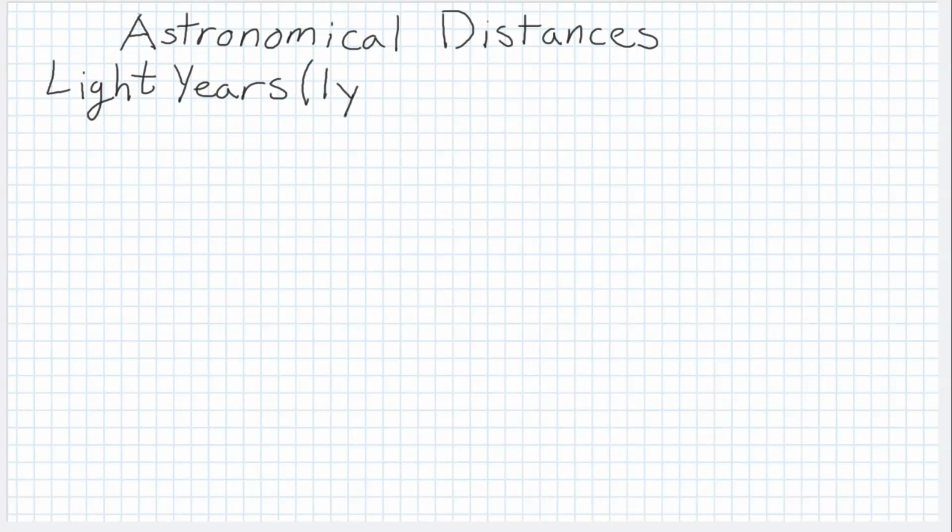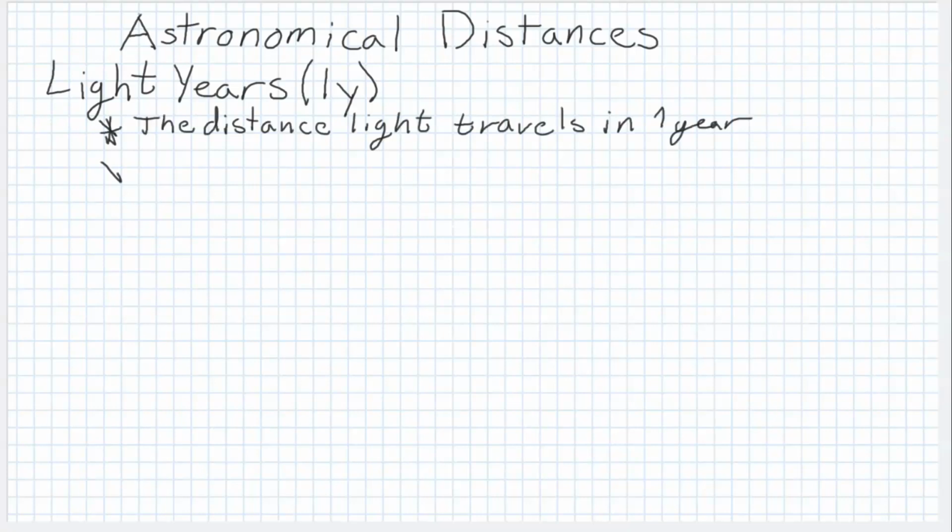The first unit is a light year, which we abbreviate lowercase l, lowercase y. A light year is the distance light travels in 1 year. 1 light year is the equivalent of 9.46 times 10 to the 15 meters.